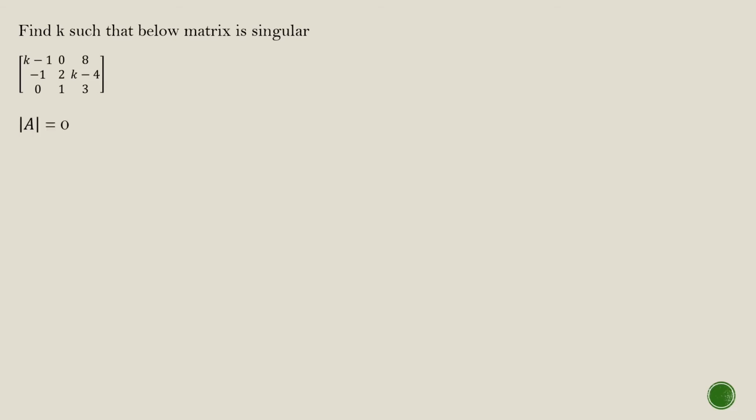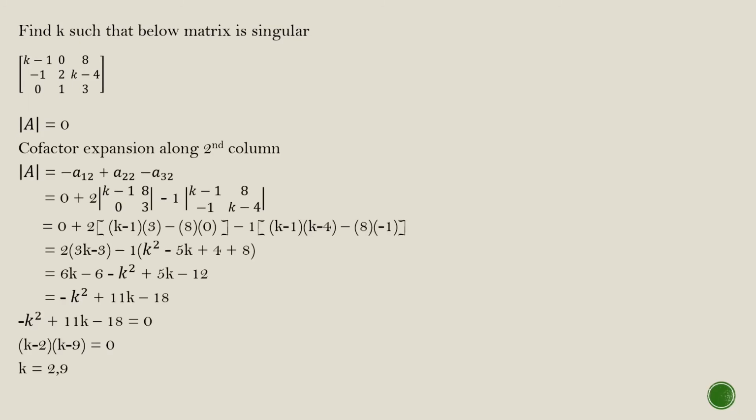Next question. Find K such that below matrix is singular. Singular means the matrix is not invertible, and according to properties, when A is not invertible, determinant A equals to 0. So first, find the determinant using any method that we have learned. As for this one, I use cofactor expansion along second column. Since determinant A equals to 0, we are going to obtain quadratic equation. Calculate and K will be equal to 2 and 9.